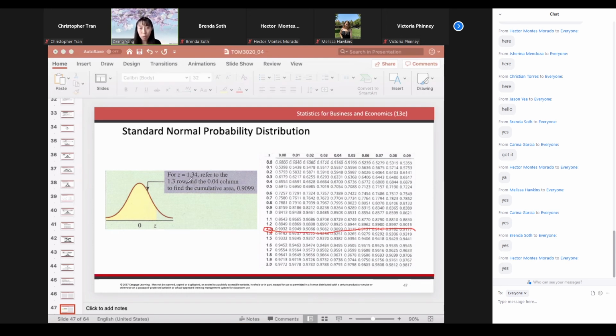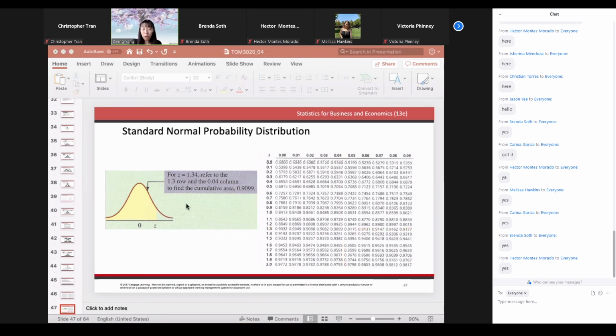What's the second decimal place? Second decimal place is 0.04. So then you need to find the right column. Many numbers in the same column, but all you need to do is find the intersection of row 1.3 and column 0.04. And in the intersection, this is the number you find: 0.9099. So again, that's the cumulative probability.